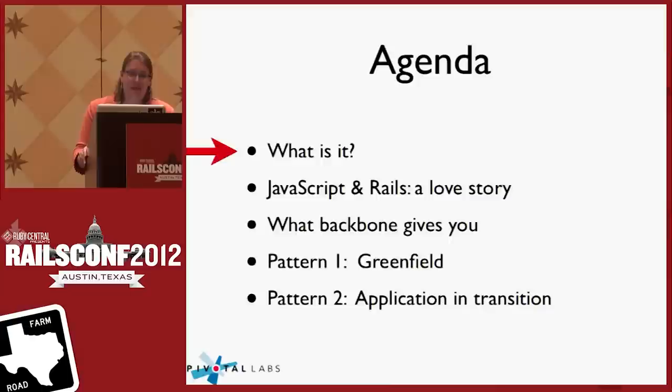So what I'm going to cover today is a little bit about what Backbone is, a little bit about the history of the relationship between JavaScript and Rails, and then we're going to come back and look at some differences in terminology and what Backbone gives you, and then I'm going to show you 2 different patterns that I've seen for using Backbone in a real app. And I'm going to be publishing these slides plus the annotated source code from the rest of the talk later this week. You can find that on Twitter, so don't feel like you need to take exhaustive notes.